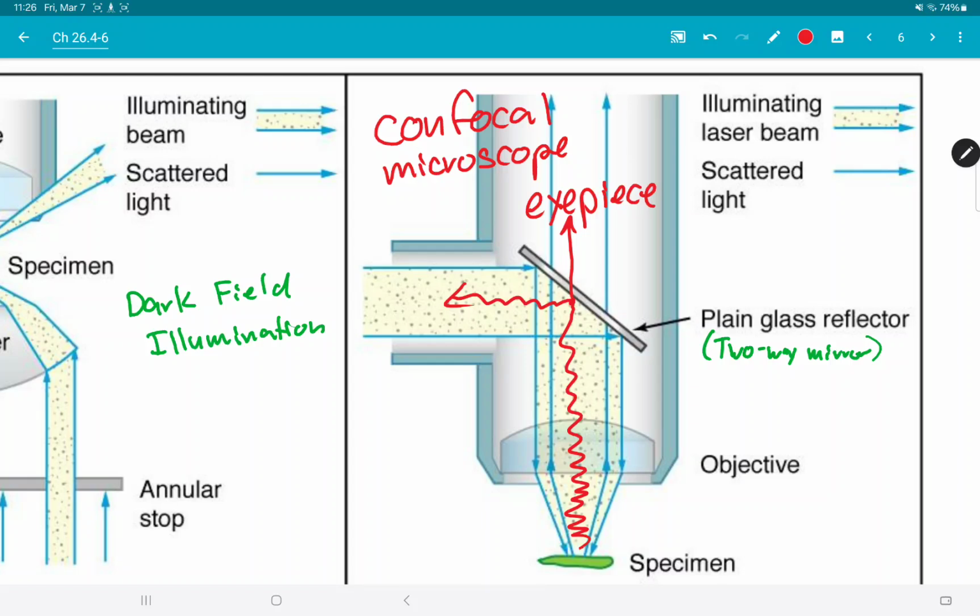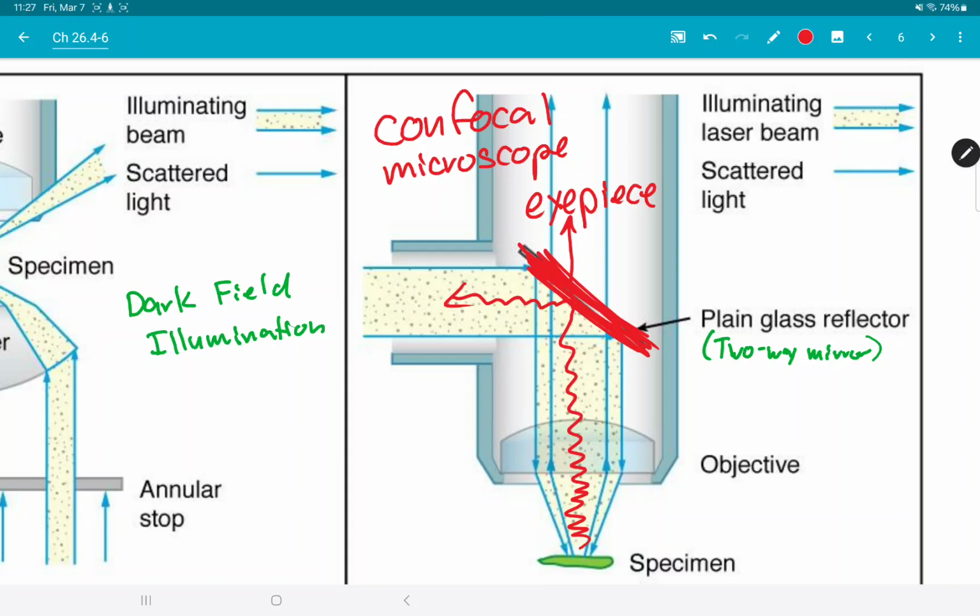Now, in my experiment, I used laser light for my excitation. Lasers are very monochromatic. Generally you just have one color. So I used a mirror that reflected just that one color and let all the other colors pass through.